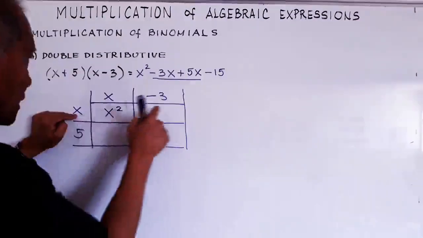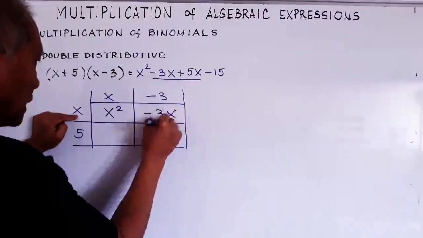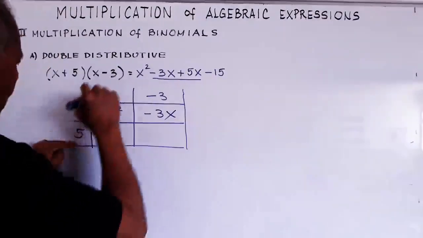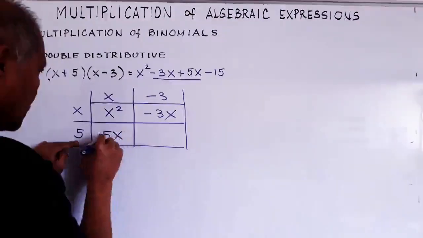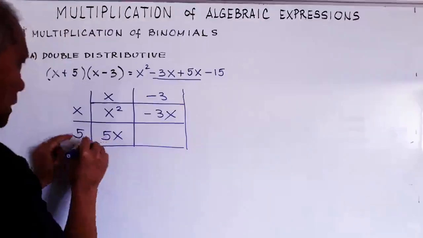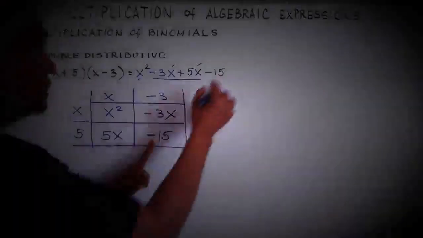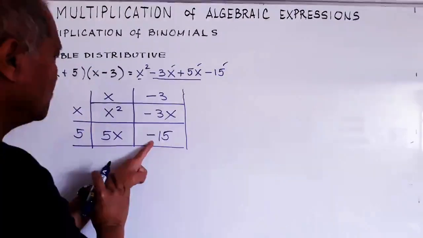Now if I need to multiply this with a negative 3, I know it's negative 3x. And I'm going to multiply 5 times x. I'm going to put the 5x here. I can put plus there if I want. And 5 times negative 3 is negative 15. Let's check there.